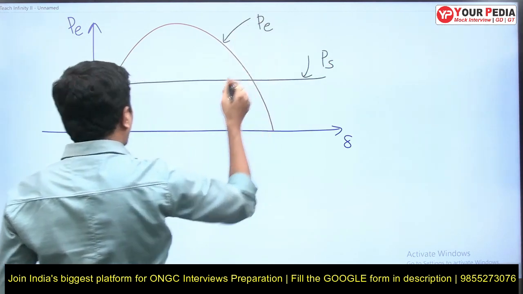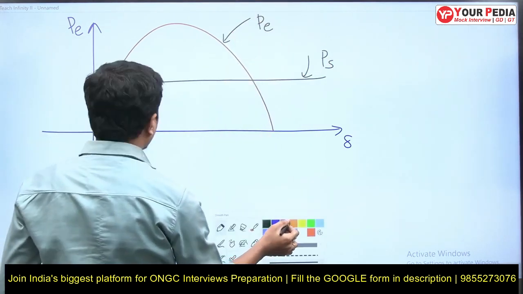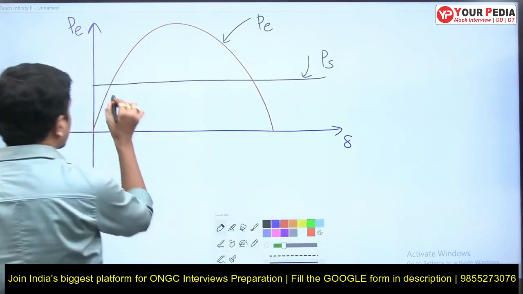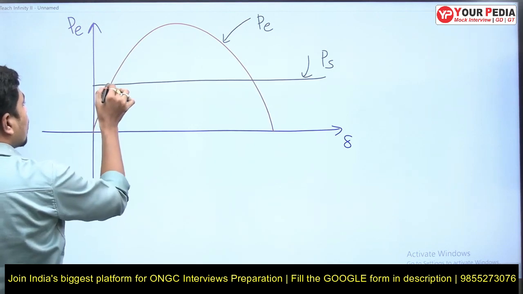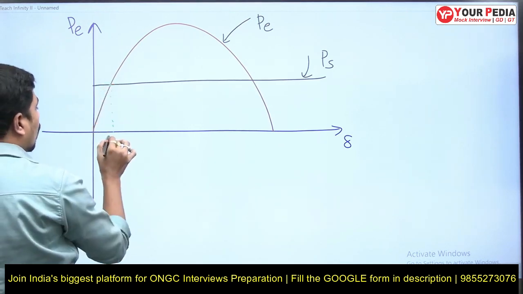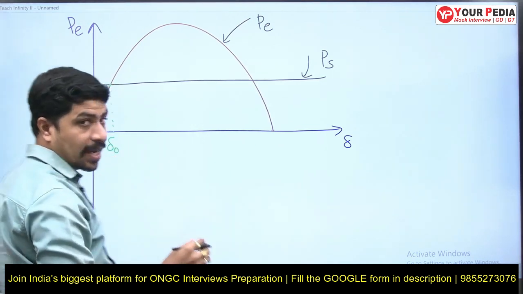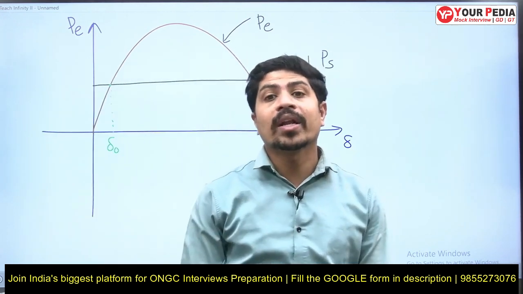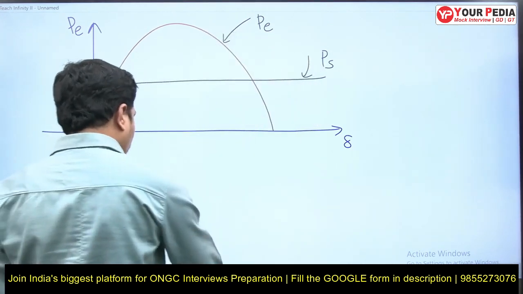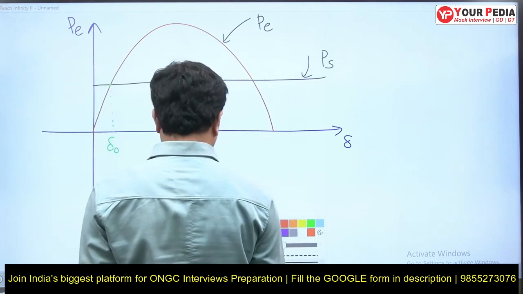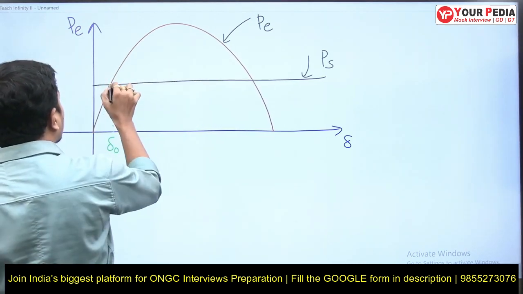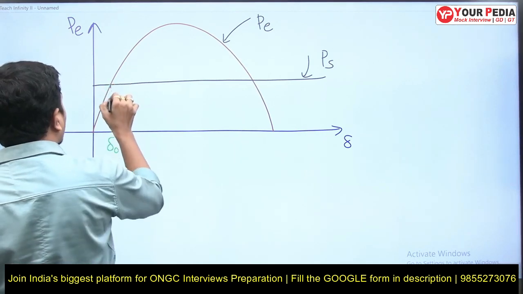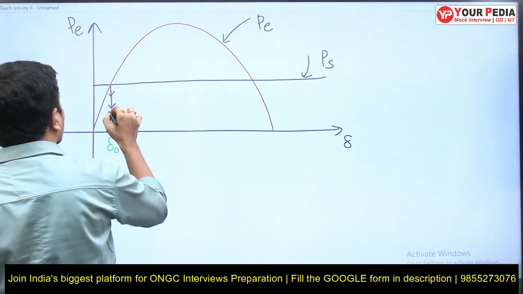Now the present operating point is this, before the fault. It means PS and PE are exactly equal. I'll call this the initial operating angle, delta naught. But whenever a fault occurs, this PE completely becomes 0. It comes here.